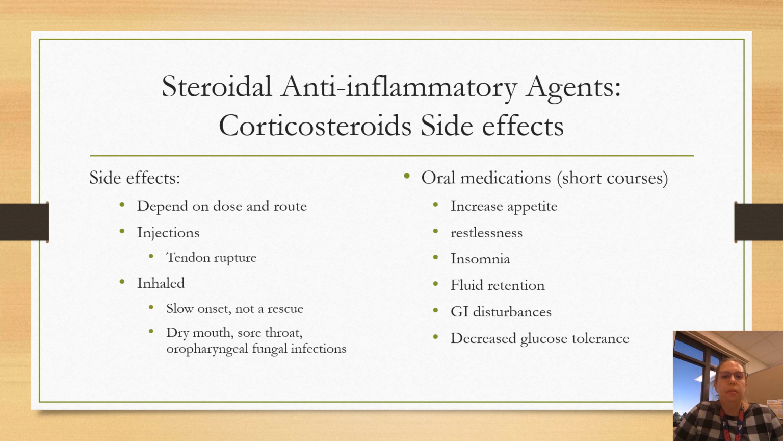Okay, so talking more about those corticosteroids, the side effects really depend on the dose and the route. For injections, potential for tendon rupture. Inhaled, we'll talk a little bit more about that later on. Inhaled corticosteroids are used most often in people with asthma, potentially COPD, but hopefully most of your guys' patients don't have COPD yet. Their goal is to help decrease that inflammation in the bronchioles and help decrease that spasm.